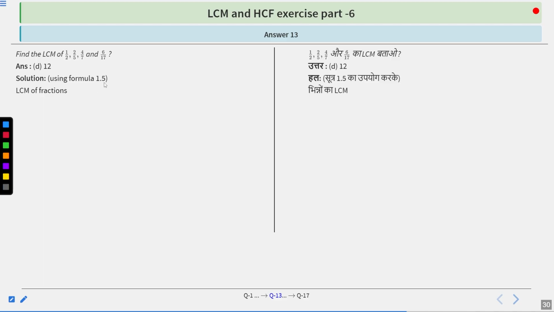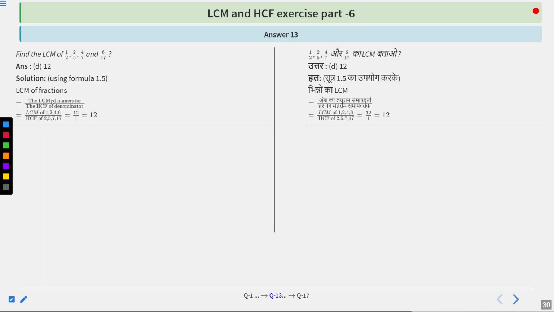Now, according to formula 1.5, the LCM of fractions is equal to LCM of numerators upon HCF of denominators. Here the numerators are 1, 2, 4 and 6, so LCM of 1, 2, 4 and 6. And denominators are 2, 5, 7 and 17, so HCF of 2, 5, 7 and 17.